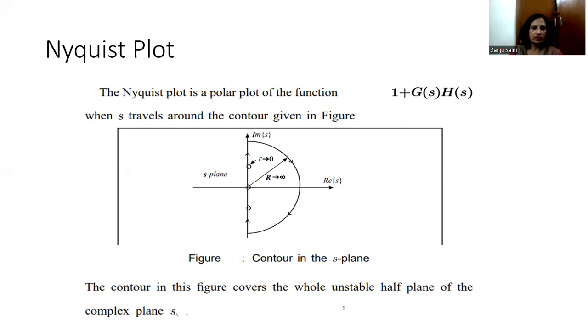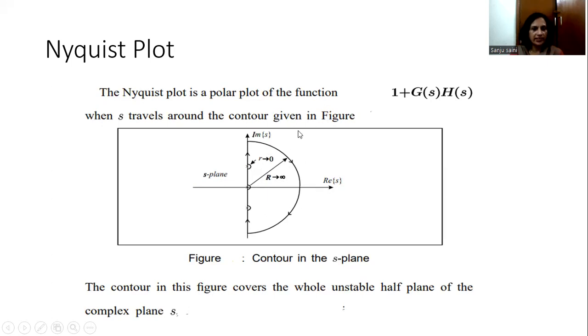This contour covers the whole unstable half plane of the complex S plane. So this is the S plane. This is the real part, sigma, and this is j omega. This portion is the unstable portion, and this is the stable portion. If the roots of the characteristic equation lie in the left half of the S plane, the system is stable. If any one root of the characteristic equation lies in the right half of the S plane, the system becomes unstable.